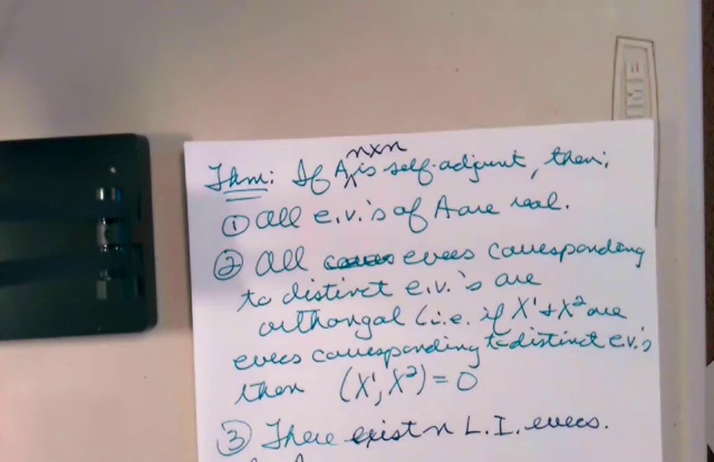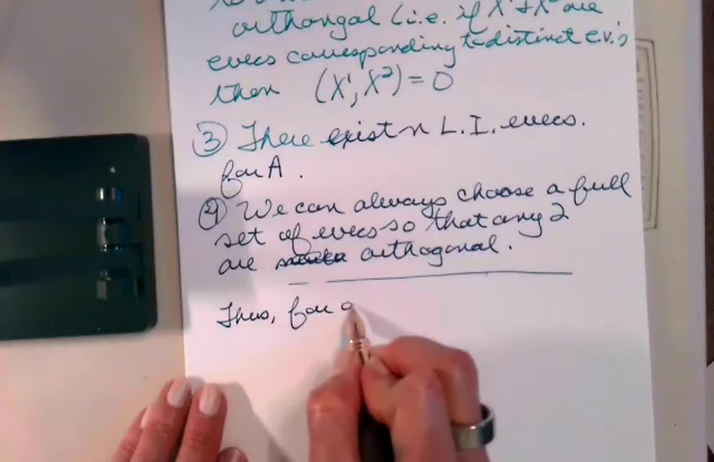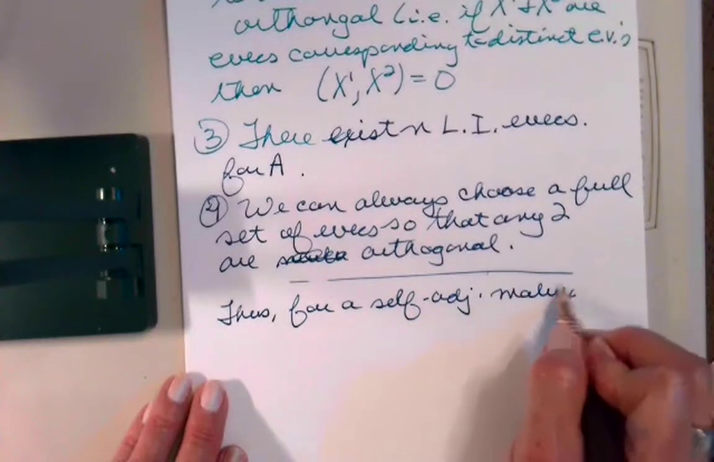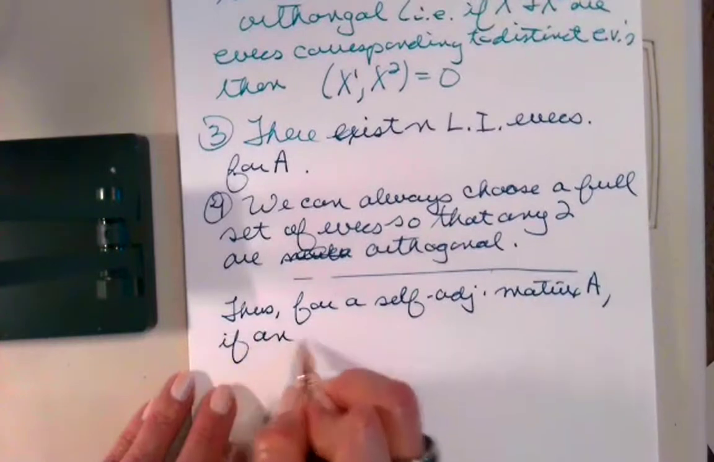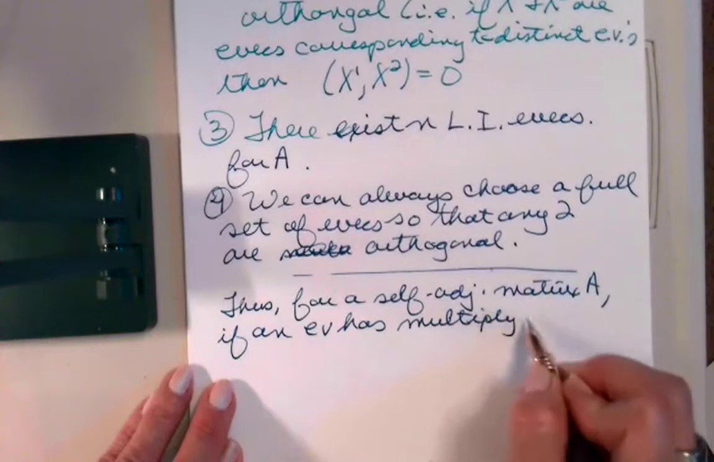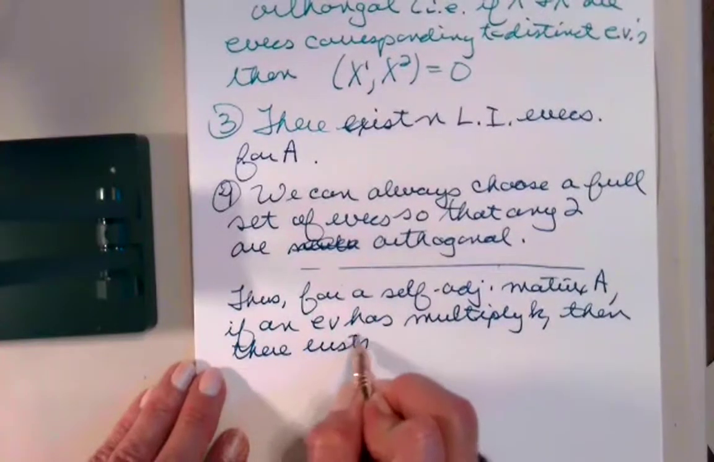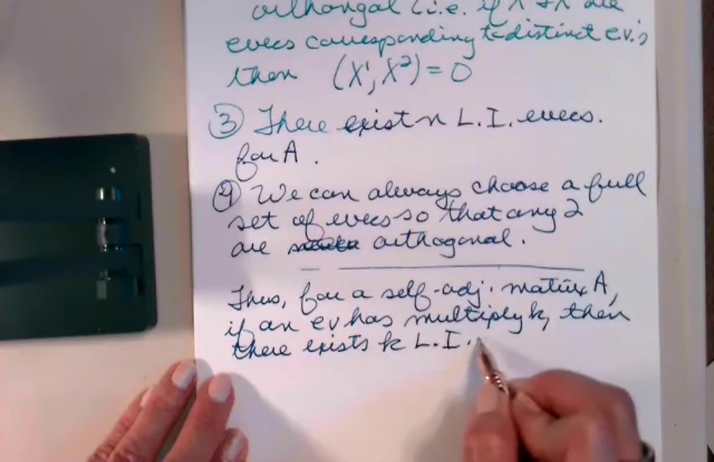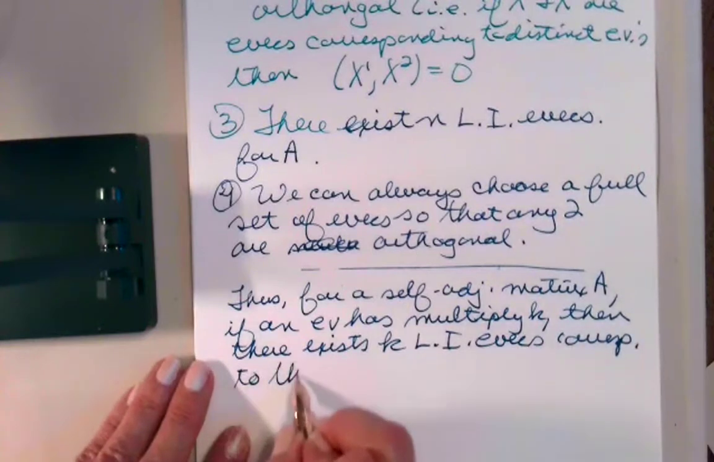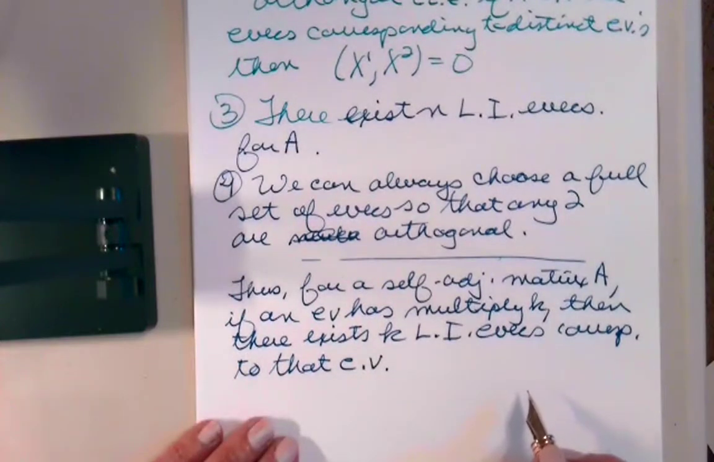But the point is that, thus, for a self-adjoint matrix, if an eigenvalue has multiplicity k, then there exist k linearly independent eigenvectors corresponding to that eigenvalue. Okay.